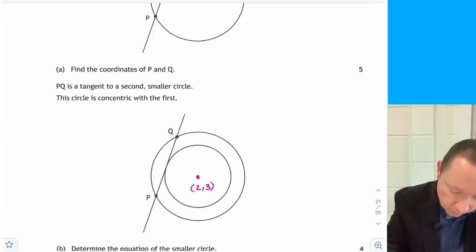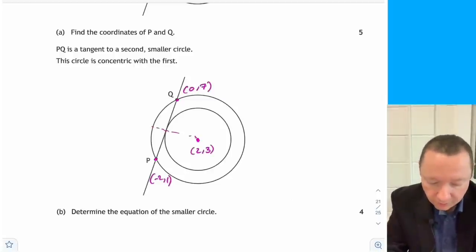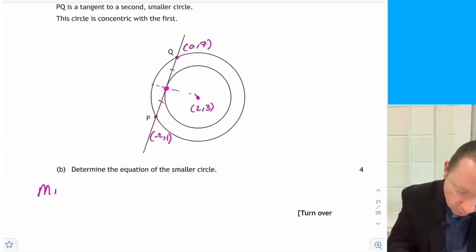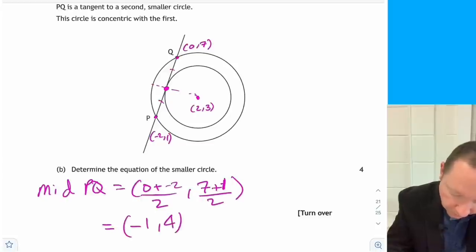We already know the coordinates of point P and Q: 0, 7 and minus 2, 1. Now, if I draw a radius going straight out to the bigger circle, it meets this chord at right angles and cuts it in half. So I can find this midpoint. The mid of P and Q is 0 plus minus 2 over 2, and 7 plus 1 over 2. Minus 2 over 2 is minus 1, 8 over 2 is 4. So our midpoint is minus 1, 4.